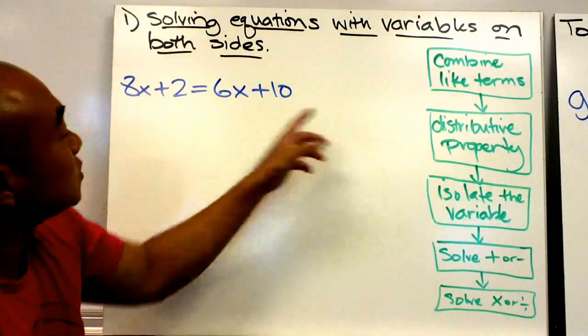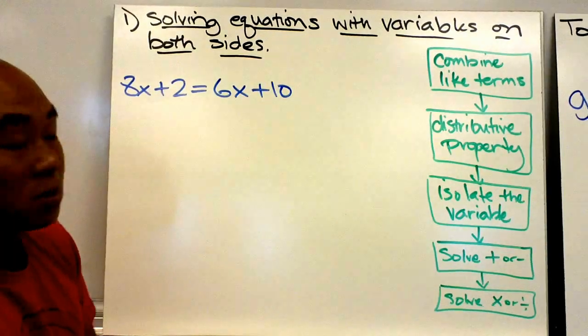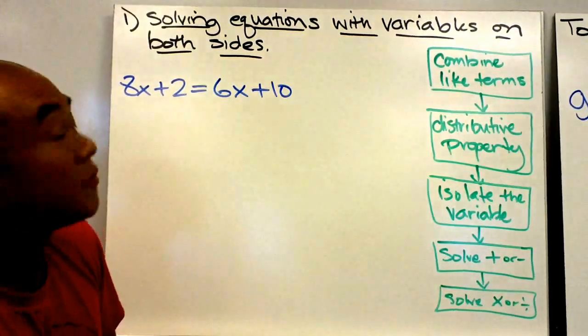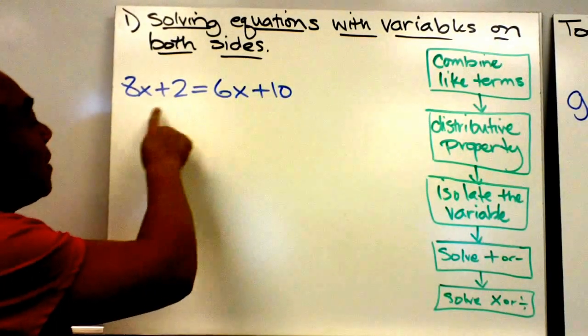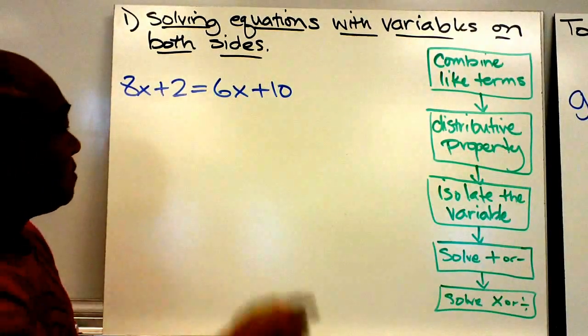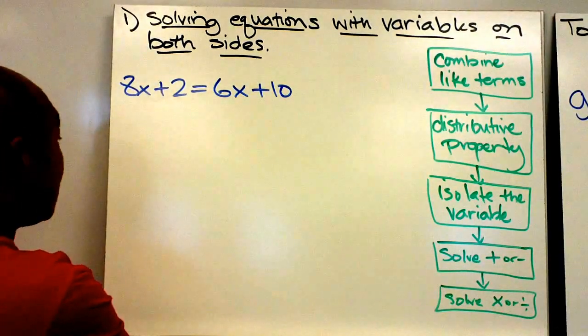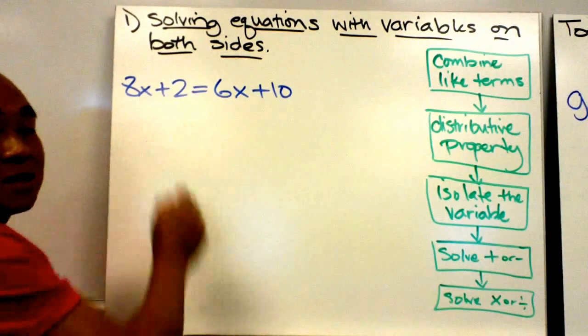Our second step here is we're going to look for any sort of distributive property. Nothing to distribute. So our third step here, let's go to isolating the variable. Since we have variables on both sides, we're going to isolate them. I'm going to look for the smaller variable to move over. So if you look right here, I have an 8x and a 6x. So I want the variable only on one side.